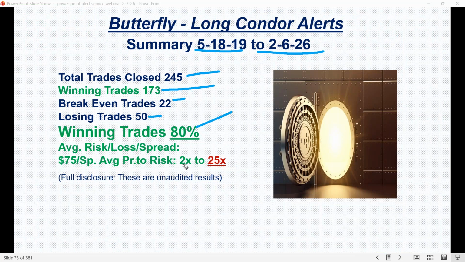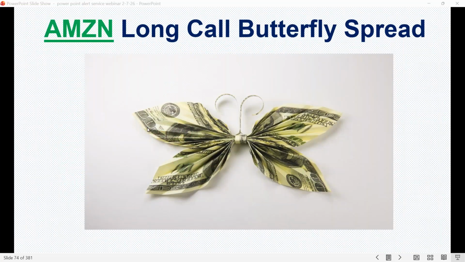These type trades will give you 2 to 1, even up to 25 to 1 type return on your initial investment or trade. And so these are, again, unaudited results, but just to show you what you'll be getting here with the alert service when you sign up.